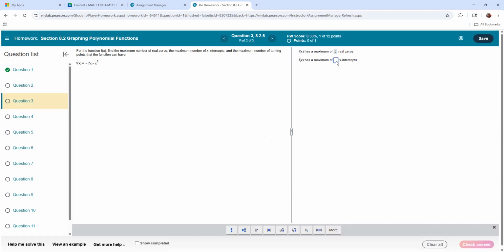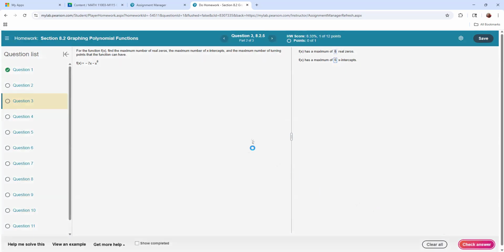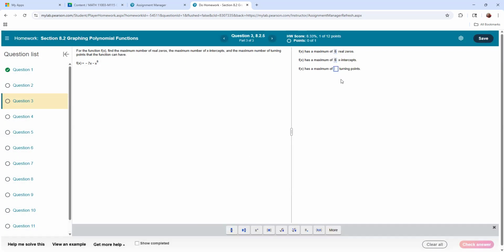So what would you put for the maximum x-intercepts? All right, good job. Remember, those two were always the same. Good job. And then, you know what's next? Maximum number of turning points is 5.